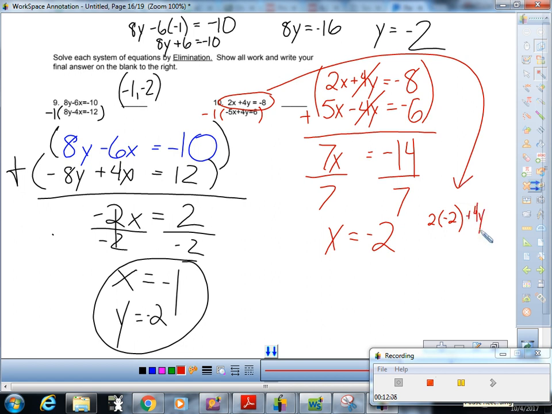Plus 4y equals negative 8. Negative 4 plus 4y equals negative 8. Add 4. 4y is negative 4. So y is negative 1.